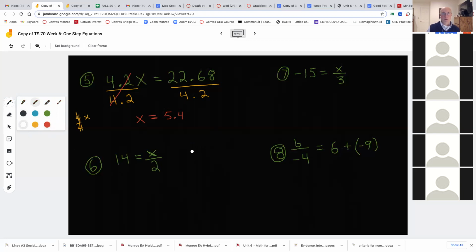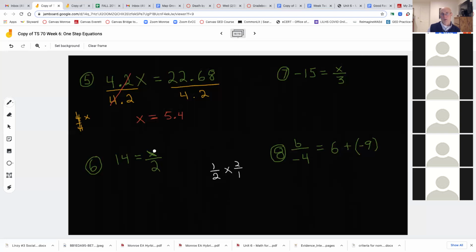Let's look at number 6 here, at the bottom left of the screen. I got 14 equals x over 2. All right, now I want x by itself. I don't know if any of you can guess. I got a fraction. This is like having 1/2, okay? What would I multiply that by to get it by itself, to make it a 1, right? I would multiply it by 2 over 1, okay? And so it's going to be the same thing.